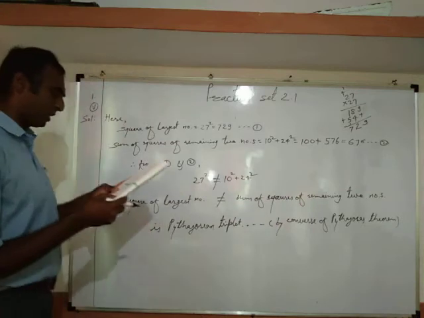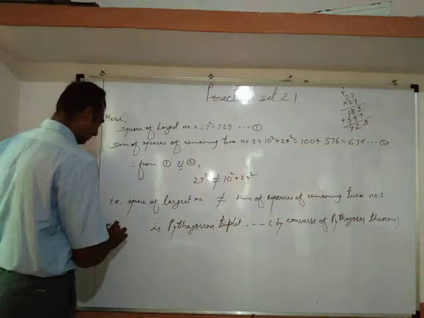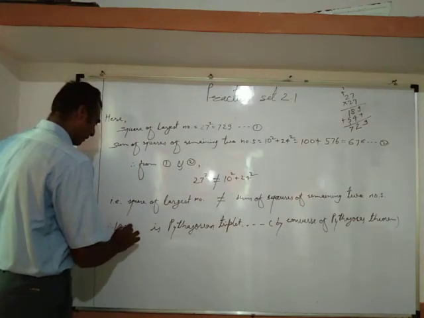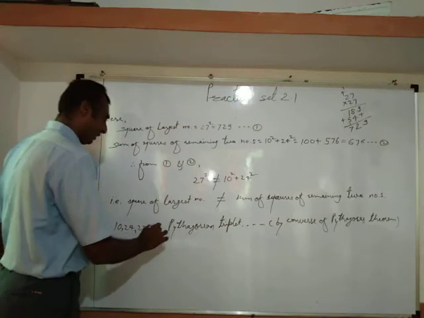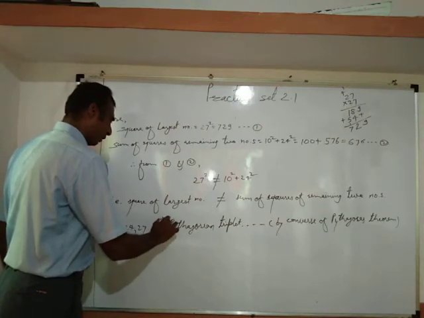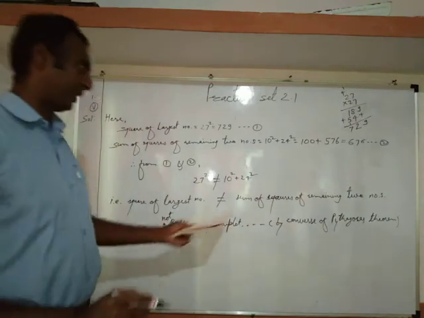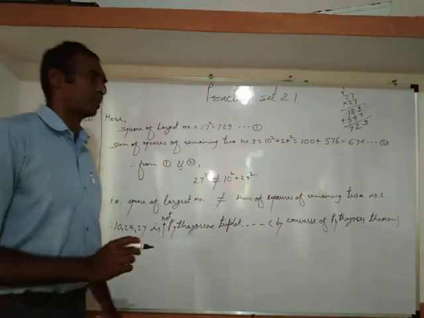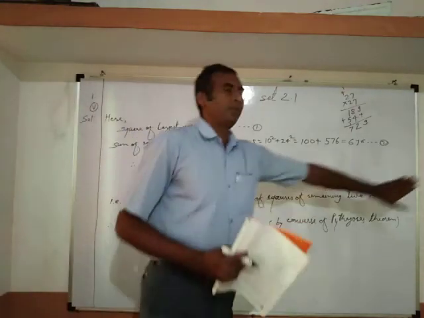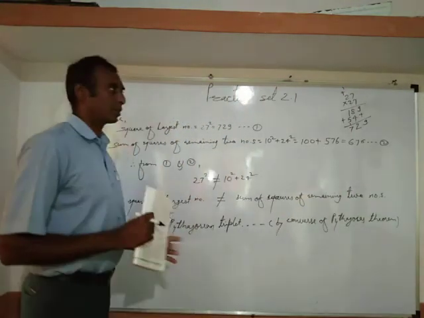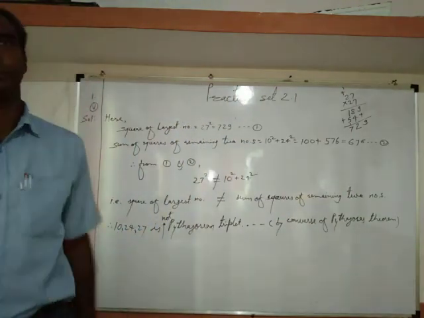And therefore the given triplet 10, 24, 27 is not a Pythagorean triplet. Either you may say by the converse of Pythagoras theorem, or without saying that you may declare it is not a Pythagorean triplet.